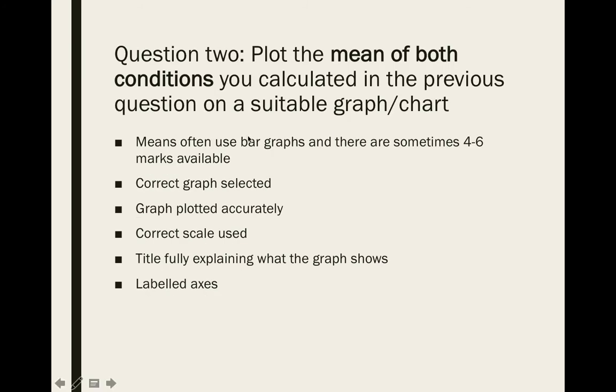Question 3. Plot the mean for both conditions you calculated in the previous question on a suitable graph. Means often use bar graphs, hint hint. Correct graph selected, you get a mark for. Graph plotted accurately, correct scale, title, and labelled axes. Title needs to be precise, containing both the IV and the DV. There are often 6 marks available for this, so you want to get it right.